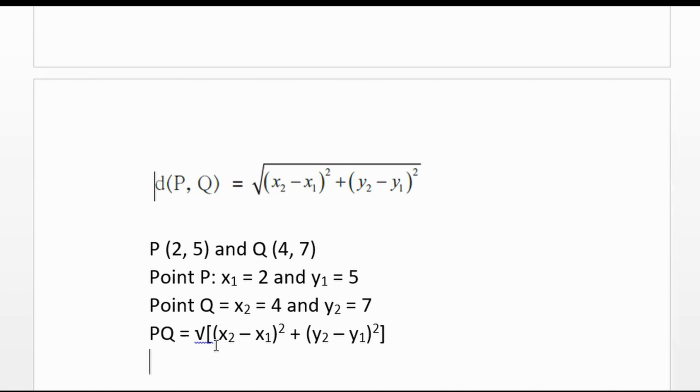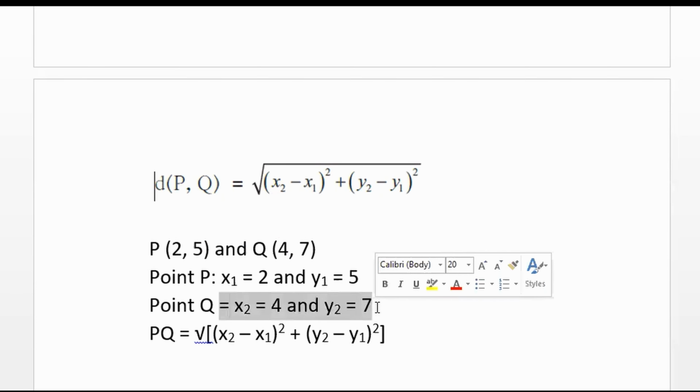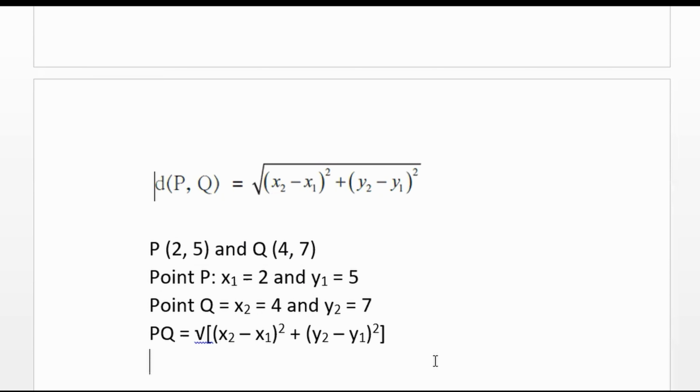For the sake of simplicity, we have already decided which coordinates are x1, y1 and which coordinates are x2, y2. So simply by referring to these values, we can substitute them in the formula. So we get PQ is equal to square root of (x2 is 4 minus 2) whole square plus (y2 minus y1 is 7 minus 5) whole square.